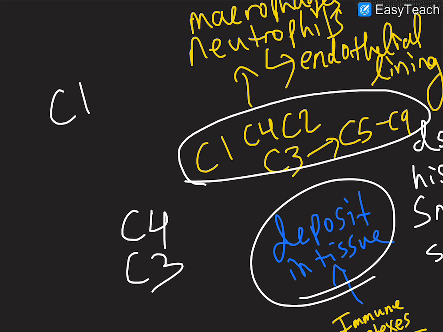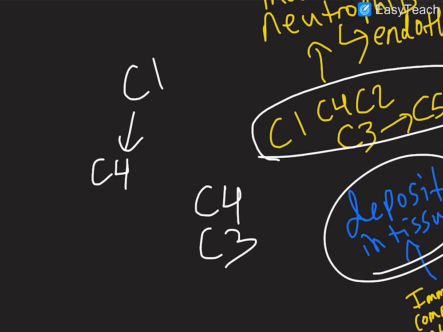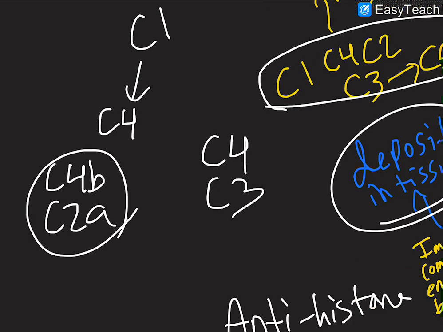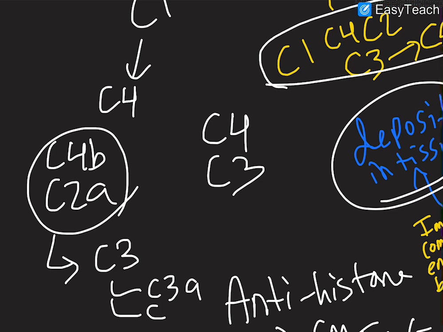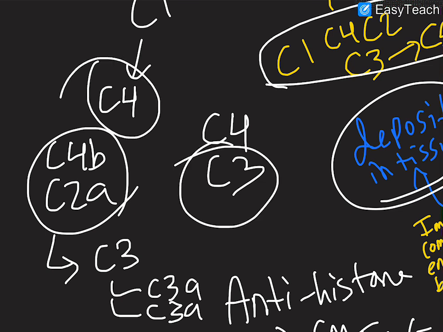Remember, we talked about this in another video: C1 leads to eventual activation of C4 and C2, and actually breaks apart C4 into C4A and B. So C4B is the main part, then C2A. These combine together to form what? C3 convertase. C3 convertase breaks down C3 into C3A and B. So in these patients, due to excessive complement activation, you actually deplete your levels of C4 and C3.